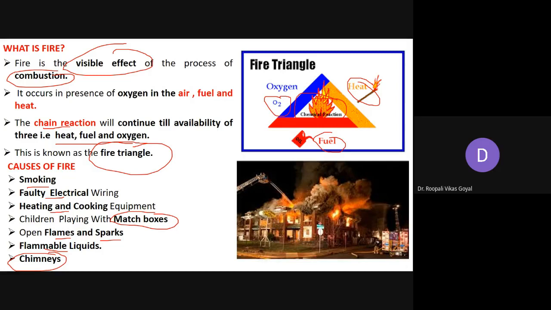Because there is always oxygen present in air, and if you provide some fuel or some ignition in the form of heat, then it may result in fire. That continuous chain reaction will propagate your fire. So that is how fire takes place.